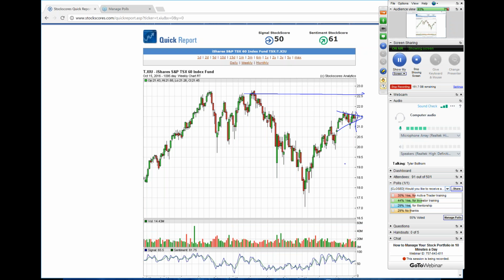If it breaks down out of this, that's bad. Then we'll probably test 20. So what you want to watch for is, do we break up through, let's call it 2175, or down through 2125? A break in either direction will telegraph where the market is likely to go next.